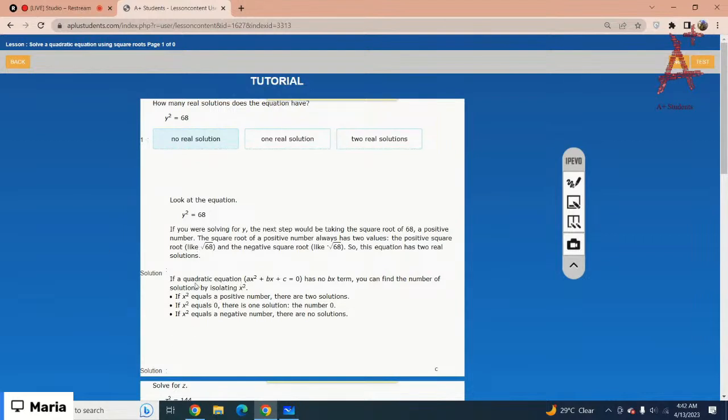If a quadratic equation ax squared plus bx plus c equals 0 has no bx term, like b equals 0, you can find the number of solutions by isolating x squared. If x squared equals a positive number, there are two solutions. If x squared is 0, there is one solution, that would be 0. If x squared is a negative number, there is no solution.